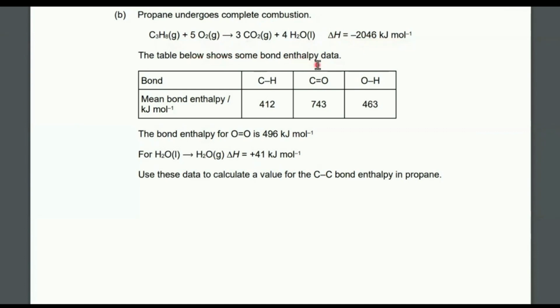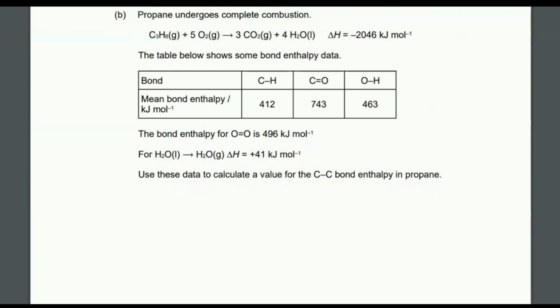The table below shows some bond enthalpy data. So we've got the mean bond enthalpy for the carbon-hydrogen bond is 412. The mean bond enthalpy for the carbonyl bond, the C=O bond, is 743. Then we've got the OH bond, 463. The bond enthalpy for the oxygen bond is 496. And we've got the vaporization, which is a water molecule going to 1 water molecule in the gaseous state. The enthalpy of vaporization is plus 41 kilojoule per mole. Use these data to calculate a value for the CC bond enthalpy in propane.